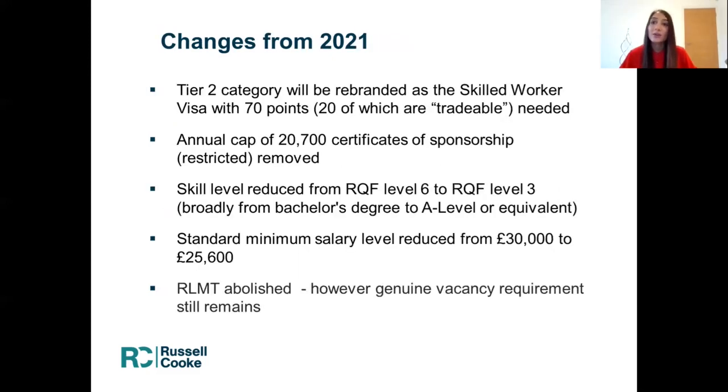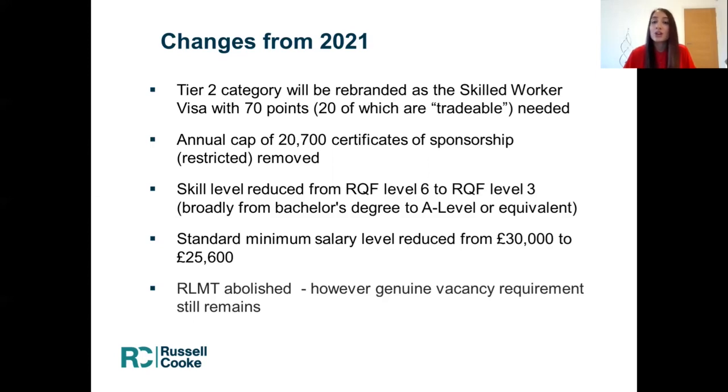Fortunately, there are some very welcome changes from 2021 when the new immigration system is implemented. The Tier 2 category will be rebranded as a skilled worker visa, where 70 points are required. But of those 70, 20 are tradable, so there is an element of flexibility. The annual cap of 20,700 certificates of sponsorship, which are restricted certificates of sponsorship, will be removed. This indicates the government's change in attitude to encourage more skilled workers to enter the UK.